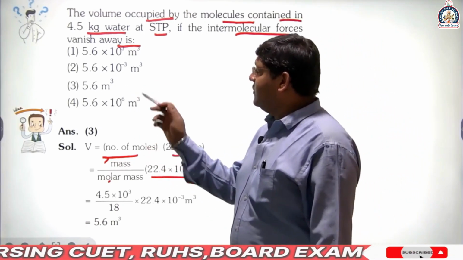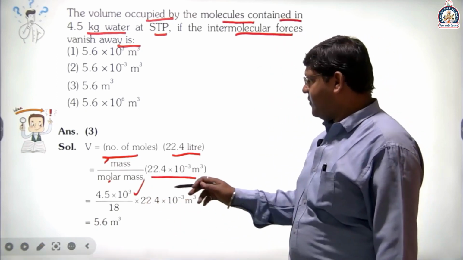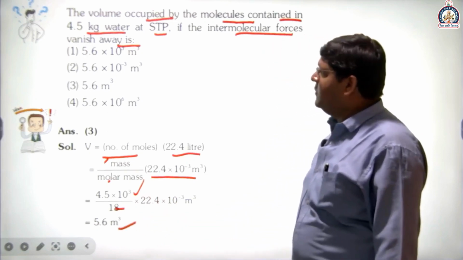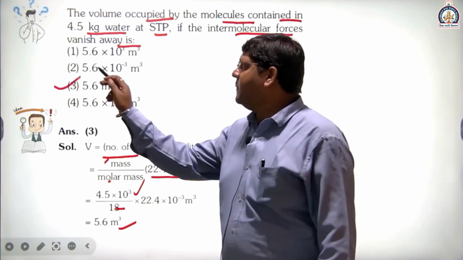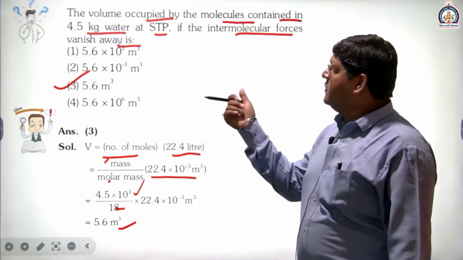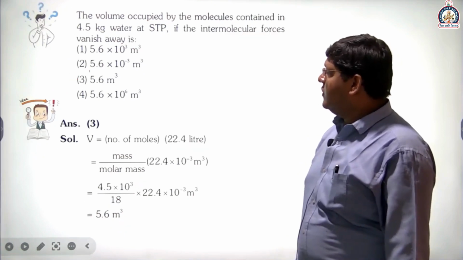Mass given in the question is 4.5 kg, upon molar mass 18. By just solving we get the answer 5.6 meter cube. That is our option number 3. This is simply the application of basic concepts of volume, STP and relations. Moving to the next question.